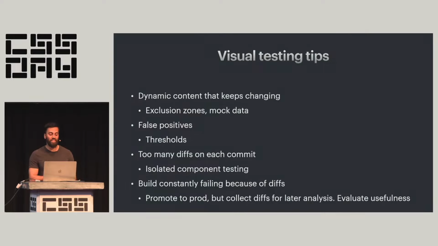If the build is constantly failing because of diffs, maybe the biggest advice I would give to a team in that case is promote to production anyway. Don't fail the build, but collect the diffs, and then have a retrospective, whatever you want to call it, just evaluate it later and ask the question: was it catching out real failures, or have we maybe chosen the wrong tool for the job? So evaluate its usefulness, or reevaluate, I should say.